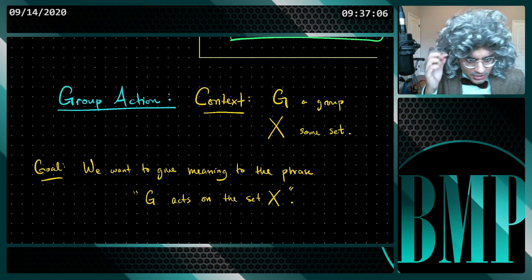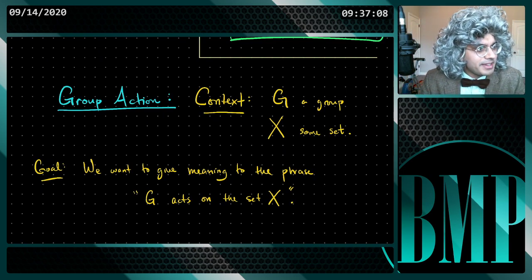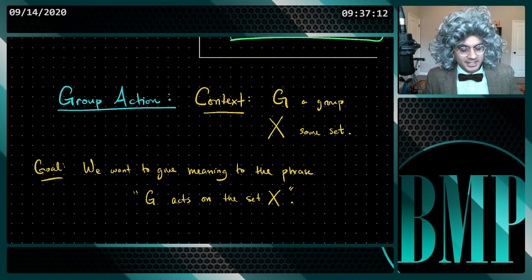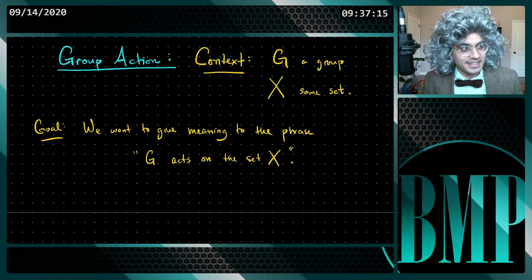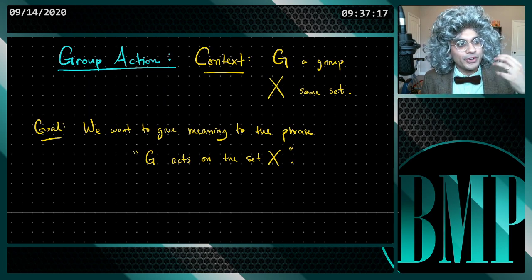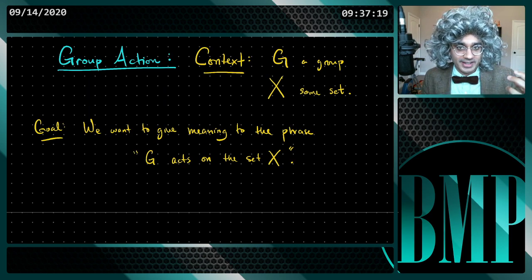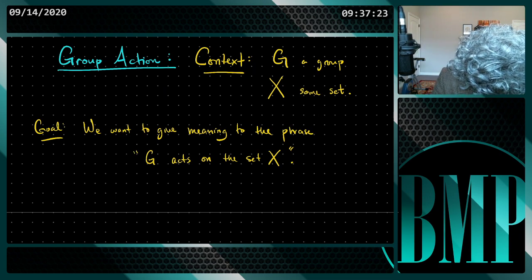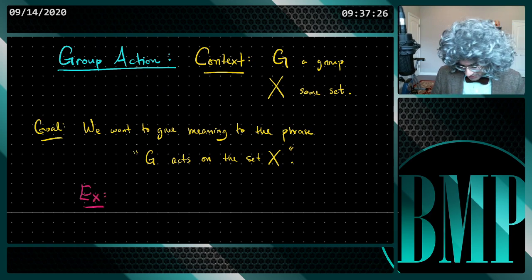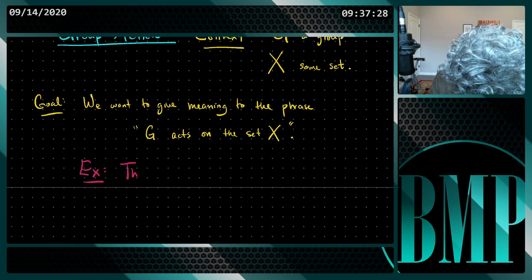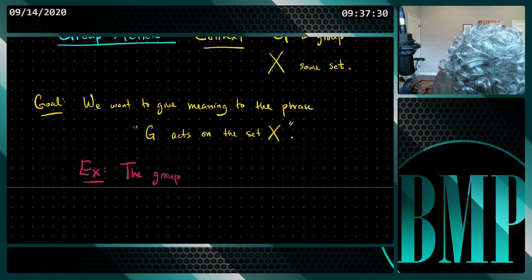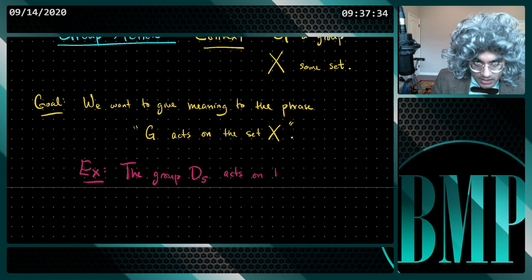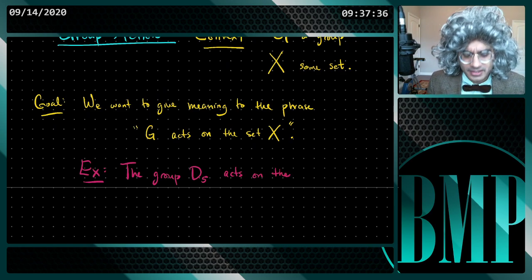All right, so let me give you an instance of this kind of situation. You've already seen this without it being defined in various situations in life. So here's an example before I even tell you what the definition is. The group D5 acts on the regular pentagon.